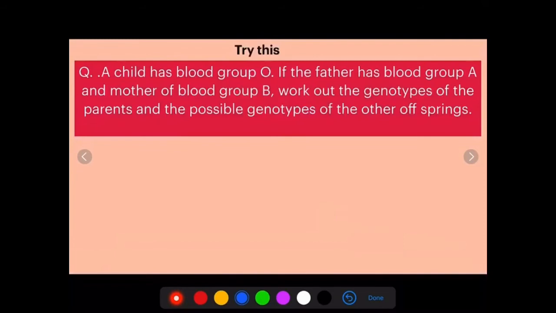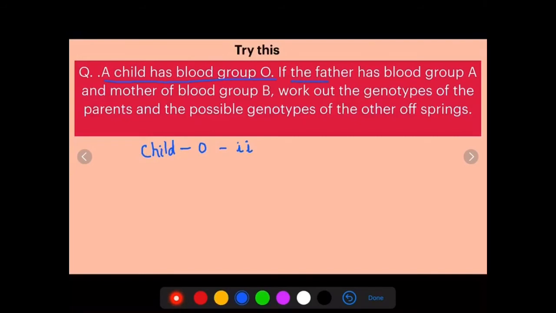Now let us work out a cross. What is the question? Let us see. A child has blood group O. When we are solving the question, read the question very carefully and write it like mathematics. So write: child has blood group O. What will be the genotype? The child has genotype small i, small i.